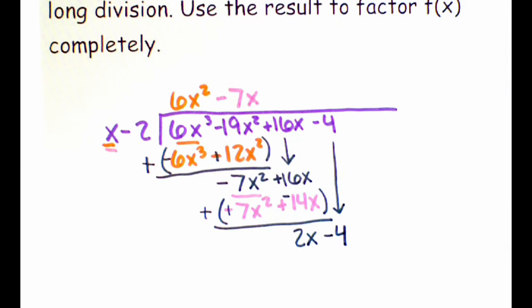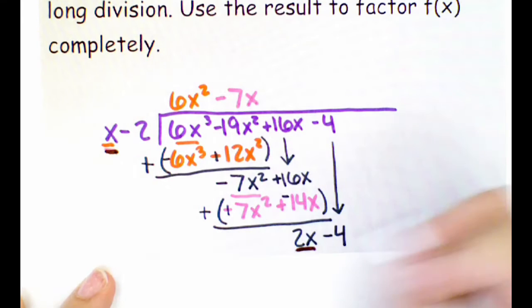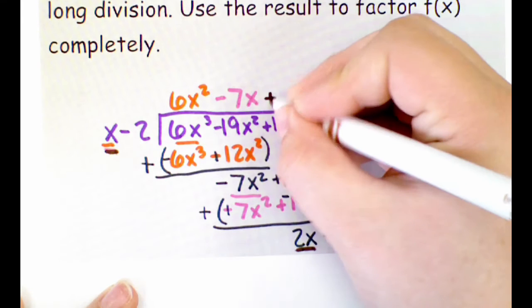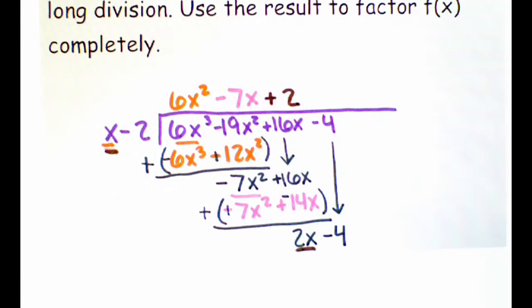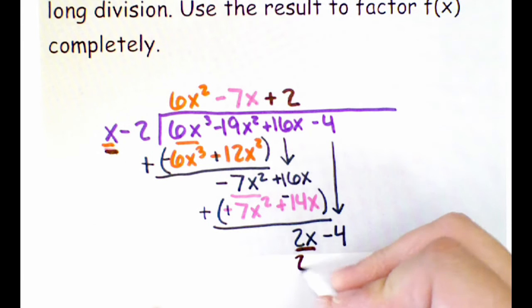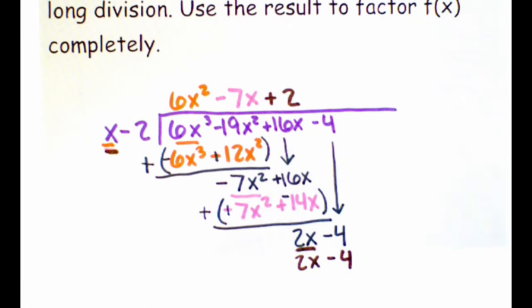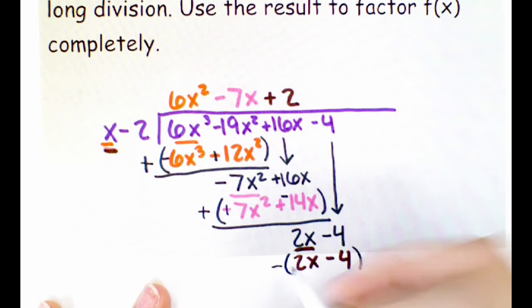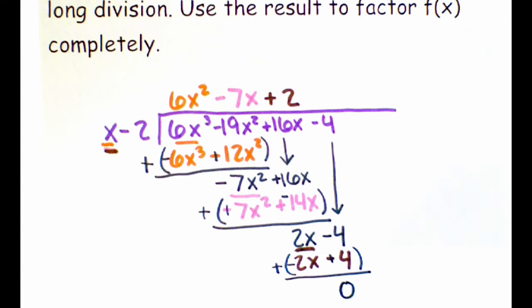I have 2x minus 4. All right, x times what makes 2x? That's positive 2. Make sure you put the plus with it. And 2 times that divisor makes 2x minus 4. When I subtract, notice that I change my signs. I get 0 and 0, a remainder of 0. Good. If it's a factor, I want a remainder of 0.